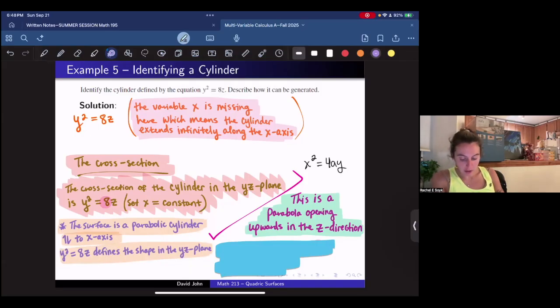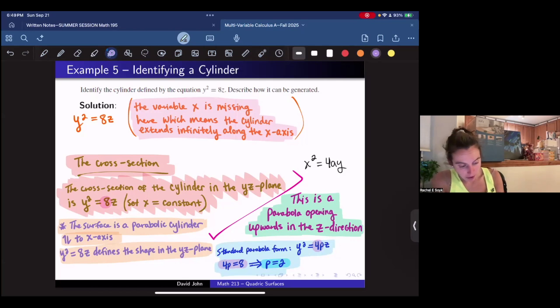And again, our standard parabola form is x squared equals 4py, or you can have it y squared equals 4pz. The a acts as a p. But if you are solving for your p value, you just have to set 8 equal to 4p, and then you get your p value is equal to 2.